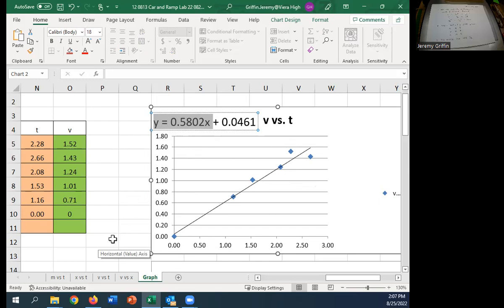Now, you could set up that incline at 5 degrees, and if you know how long the car's been rolling for, how many seconds, just multiply by 0.58, and you can predict how fast that car is rolling.